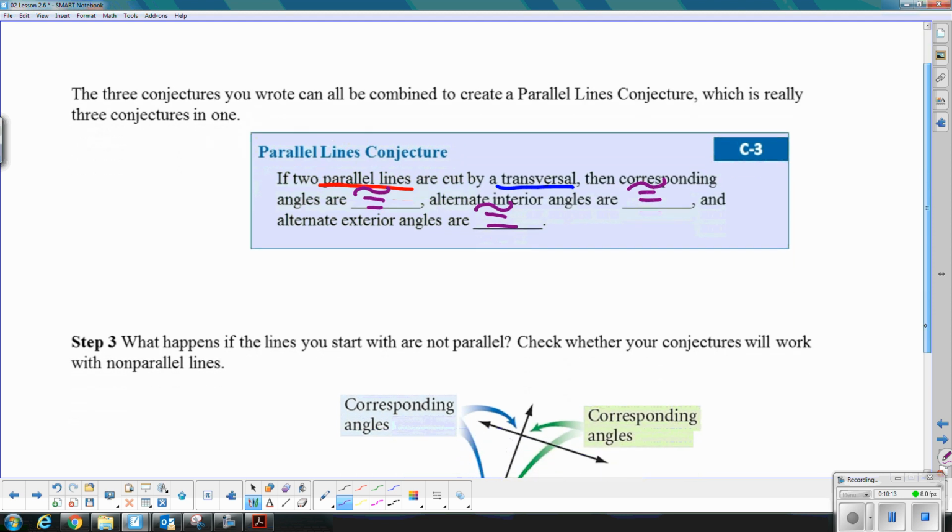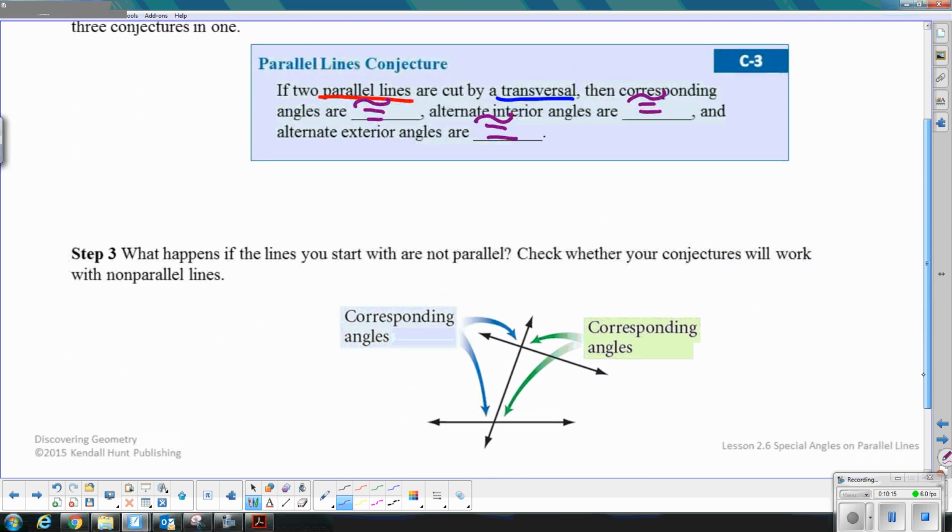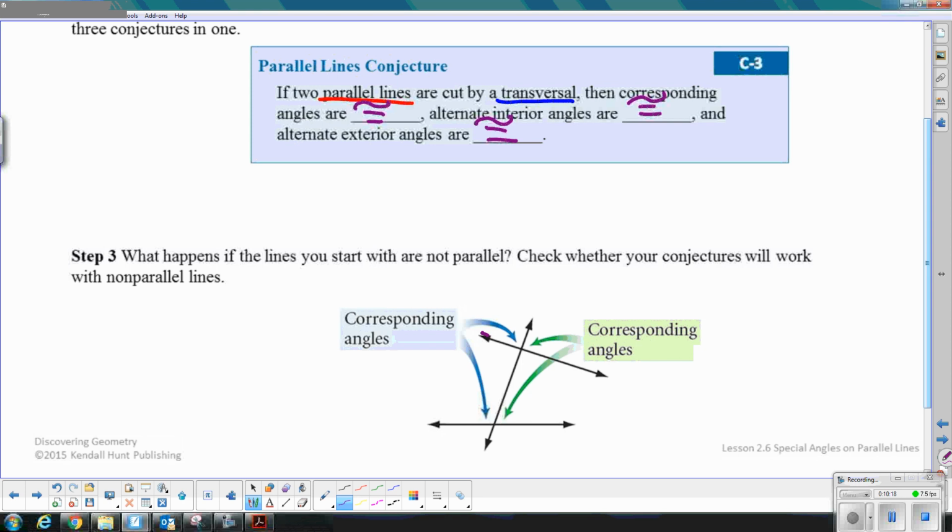So what happens if we start with lines that are not parallel? Here, this line is not parallel to this line. Then we still have corresponding angles. These are all our corresponding angles: same side of the transversal and same side of the line. However, they are not congruent. So if we don't have that key piece, the two parallel lines cut by a transversal, then the corresponding angles are not congruent.